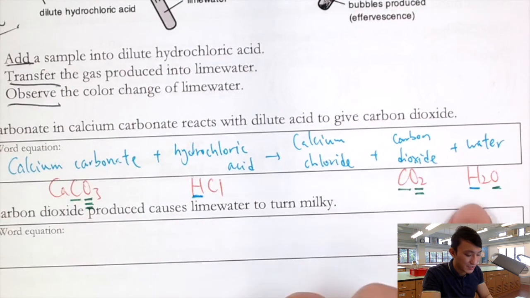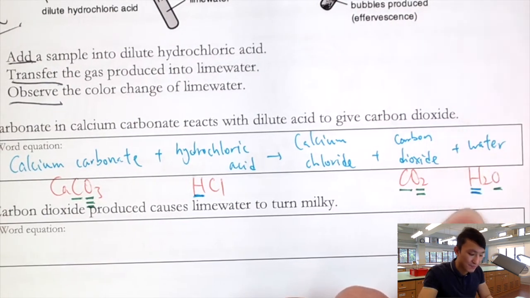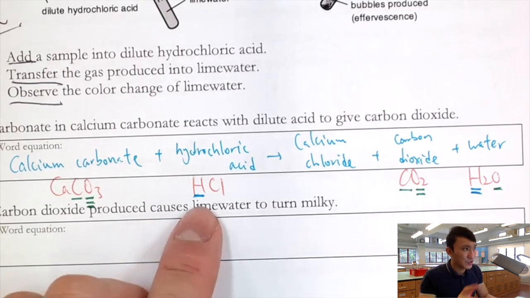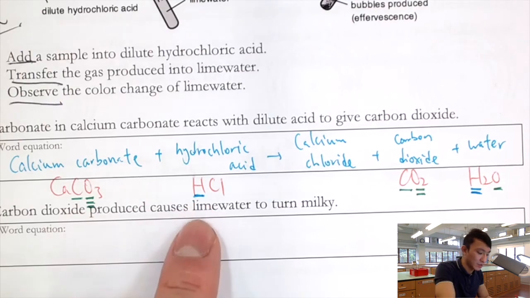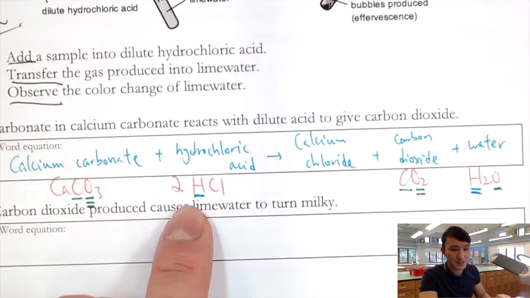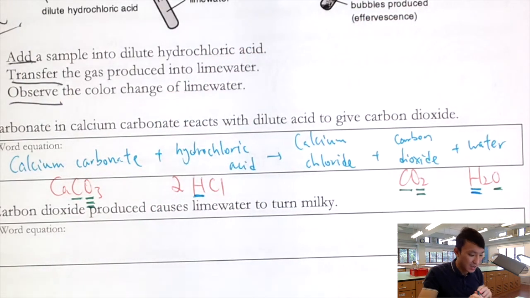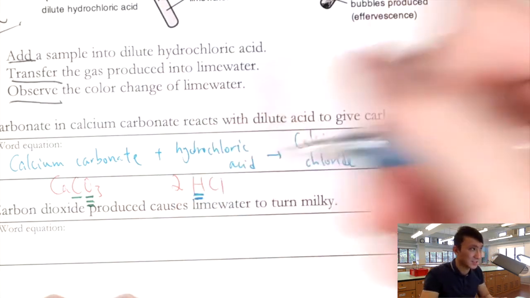Now you see, right? You say, sir, there are two hydrogen here. Oh, so actually we need two HCl to react with one calcium carbonate. So actually there is a 2 here. Okay, it's kind of hidden. So the hydrogen is balanced actually in this case.